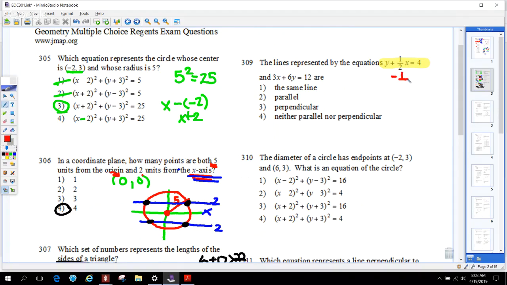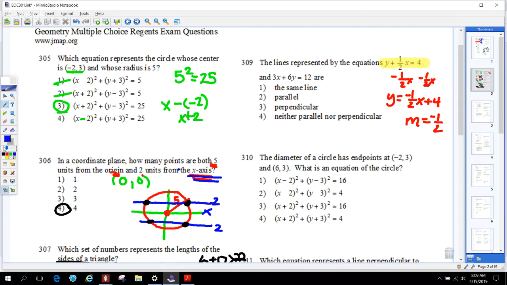Okay, so I'm going to subtract 1/2 x from both sides. So I've got y equals negative 1/2 x plus 4. Okay, so what's my slope for this one, the red equation? Negative 1/2. Yeah, negative 1/2.